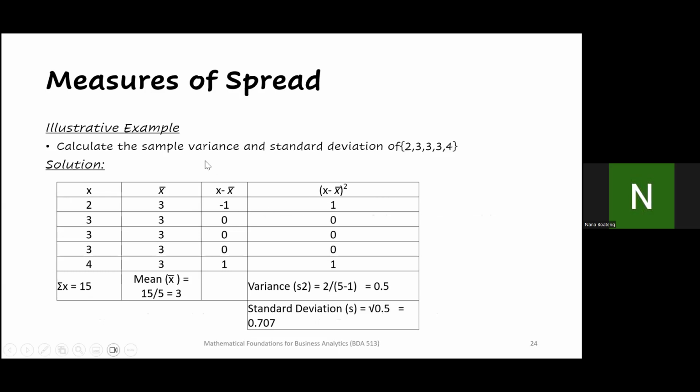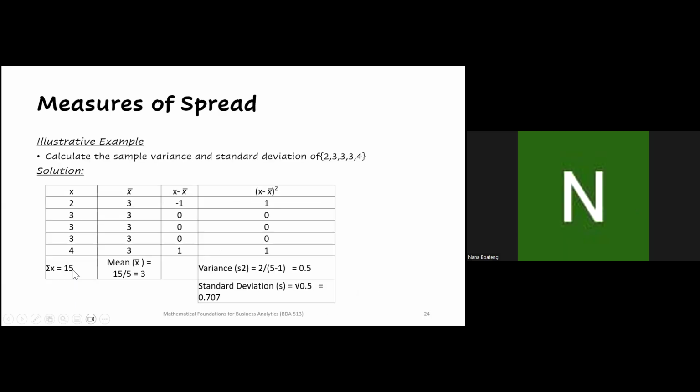To calculate the sample variance and standard deviation of this data set: 2, 3, 3, 3, 4. So this X is represented by 2, 3, 3, 3, 4, the first column. Now the summation of that gives us 15, right? For us to determine the mean, we have 15. How many observations do we have? 5, isn't it? So if we divide 15 by 5, that gives us a mean of 3.